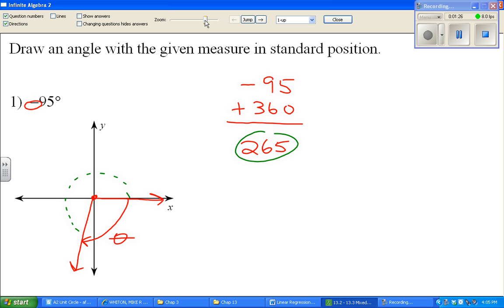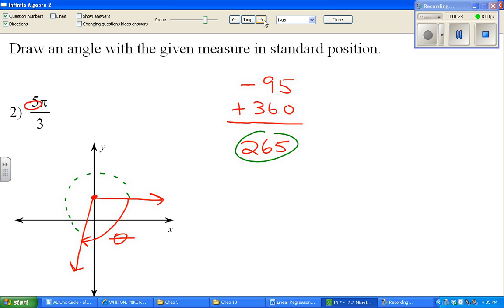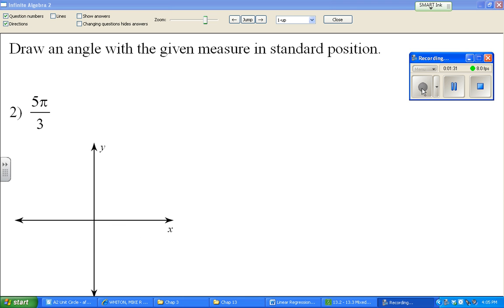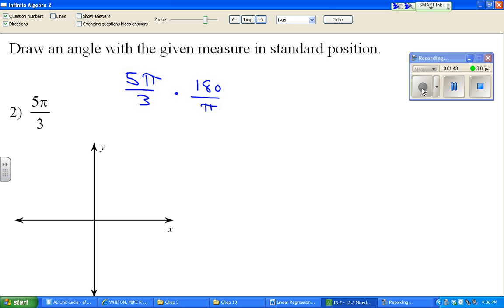Okay, number 2, same deal. They give it to you in radians, so you might want to convert. I know we've been a little more comfortable with degrees. So if you go ahead and do the conversion factor, the 180 over pi, and do the multiplication, the pi's will cancel out. You get 5 times 180 and divide by 3. Ends up being 300 degrees.